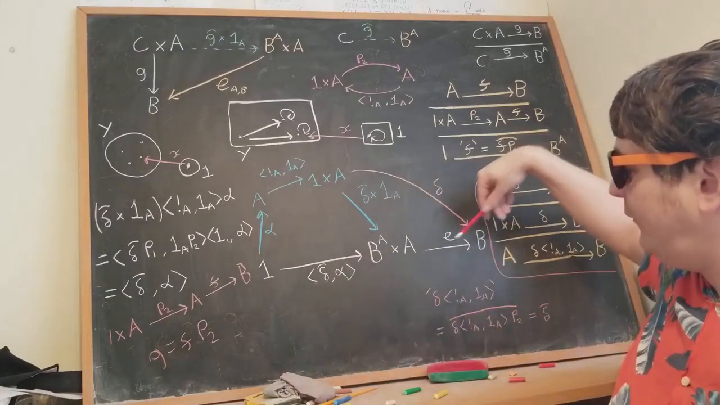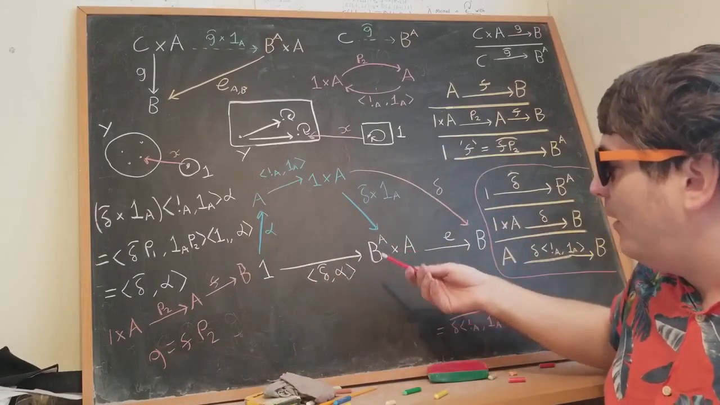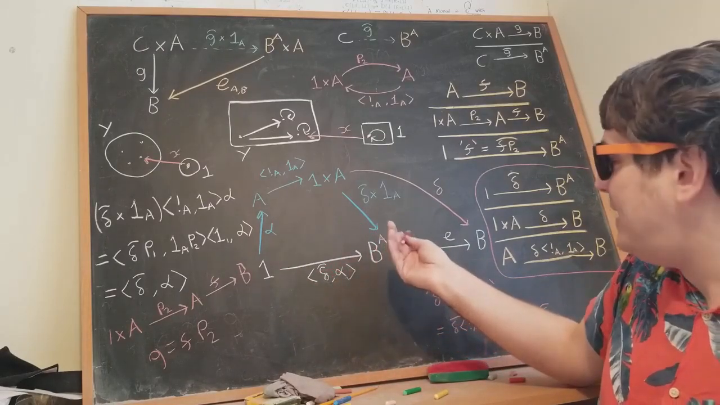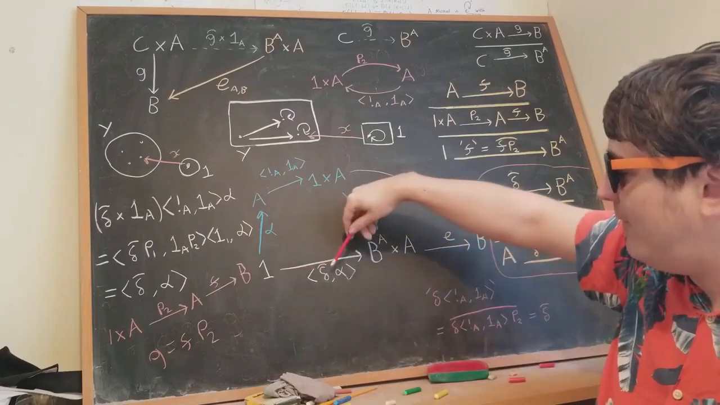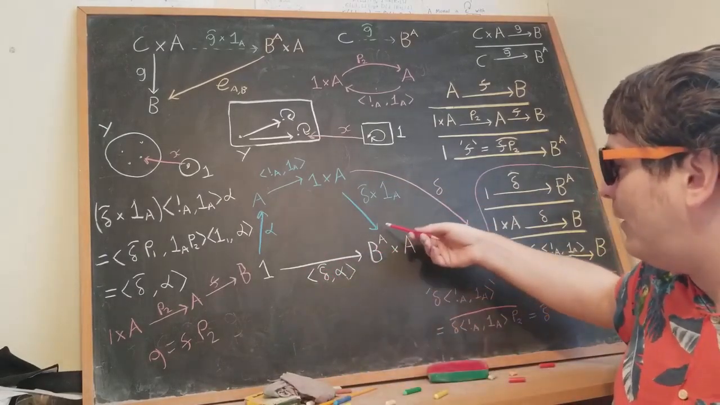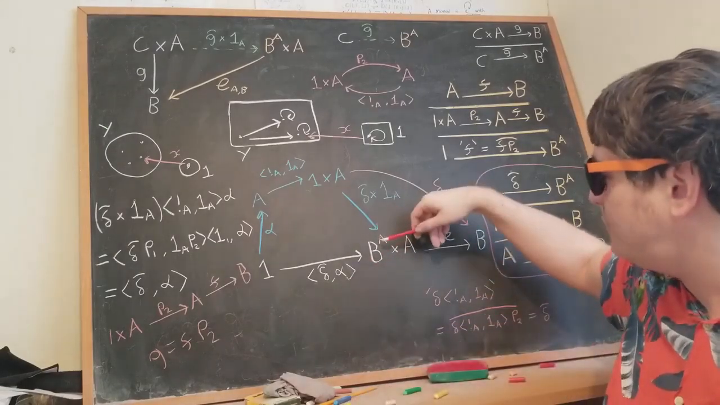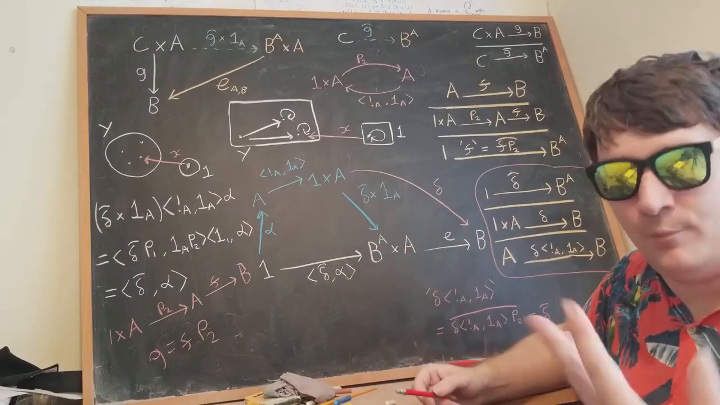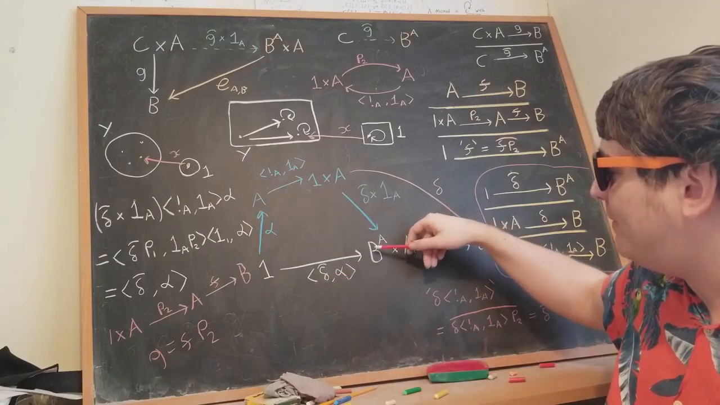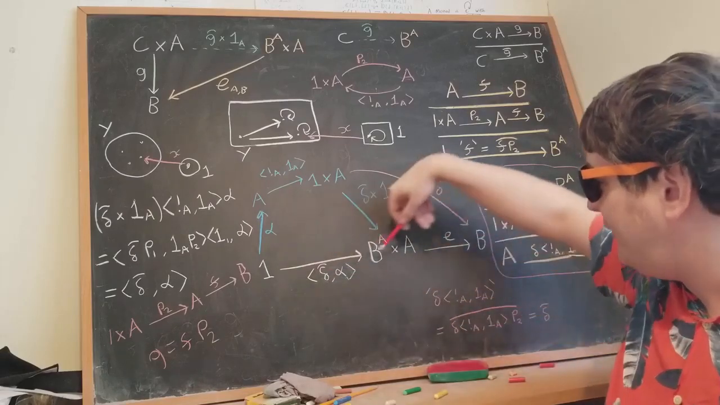Okay, so let's start by looking at the bottom line of this. What have we got going on here? Well, we have a point of B to the power of A times A, and it's this pair of arrows. What it really is, is a point delta bar of B to the power of A. If we were in the category of sets, this would be a function from A to B, but we're talking in generality now. So we have a point delta bar of B to the power of A, and we have a point alpha of A, and those are paired together.